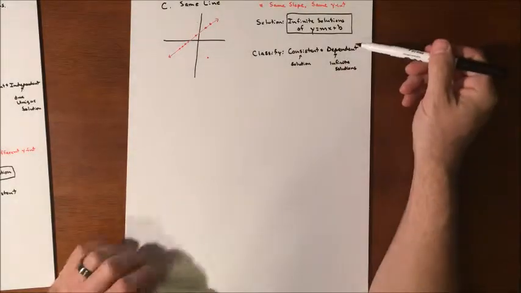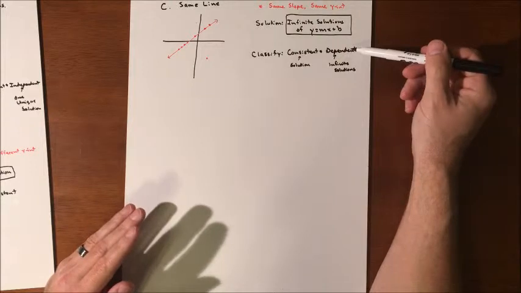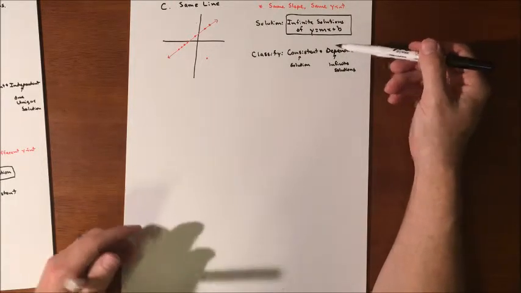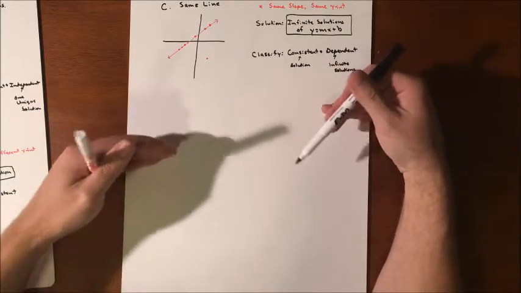They're classified as dependent because one equation is usually just kind of a multiple of the other one. So one equation is going to be a perfect multiple of the other, so one depends on the other.